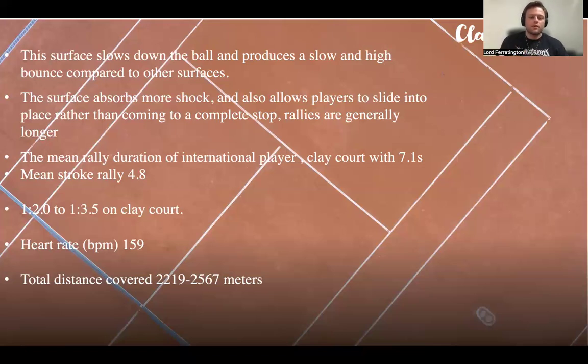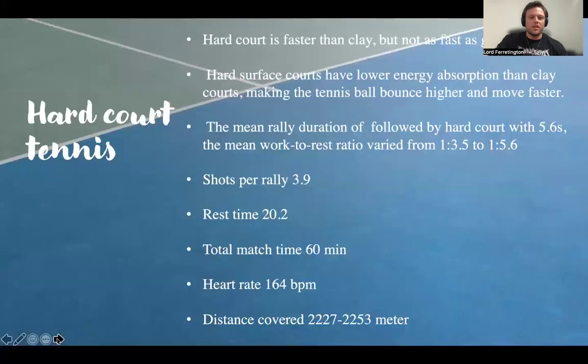Now, the mean rally duration for international players on a clay court is 7.1 seconds, mean stroke rally 4.8. Work to rest ratio is 1 to 2 to 1 to 3.5. Average heart rate is 159 beats per minute. Total distance covered is roughly 2,200 to 2,567 meters.